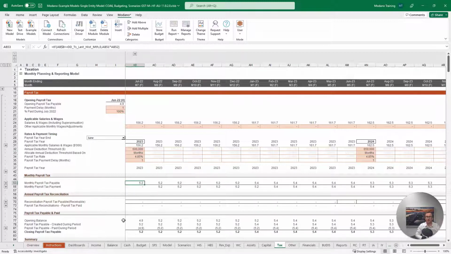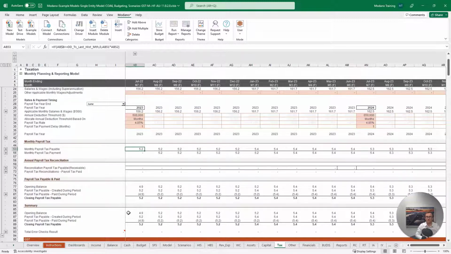This is summarized at the bottom of our analysis when we look at our payroll tax payable balance. Looking at the month of July, we can see that we have our opening balance of 4.9, which is increased by our 5.2 of payroll tax expense, which is calculated for the period, less the payment made for the 4.9 of our opening balance, giving us our closing balance of 5.2. As we are also assuming a 1 month delay on the payment of the tax expense, the 5.2 of payroll tax expense calculated within the month of July is then subsequently paid off in the following month of August 22.